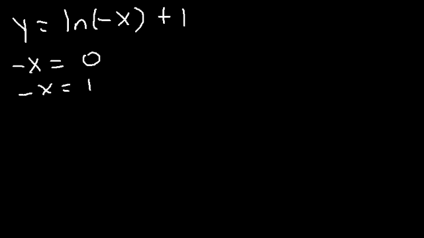Now what about this one? Natural log of negative x plus 1. You can graph it using transformations, but let's use the points. Let's plot points to get the same answer. Set the inside equal to three things: 0, 1, and the base, which is e. So the vertical asymptote is simply x equals 0. Negative 0 is just 0.